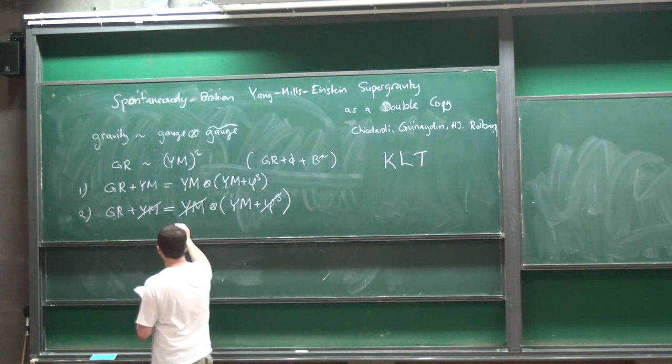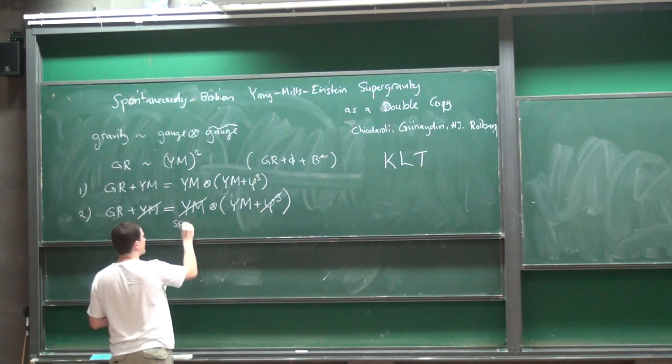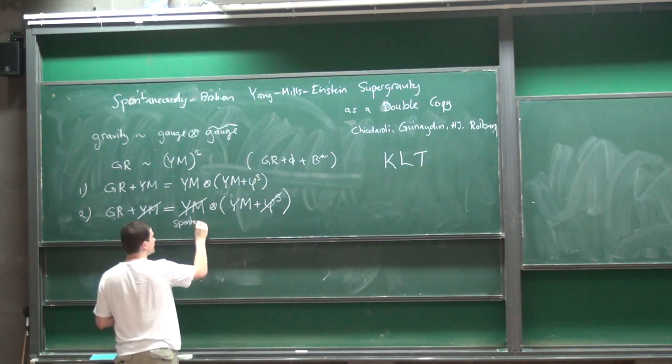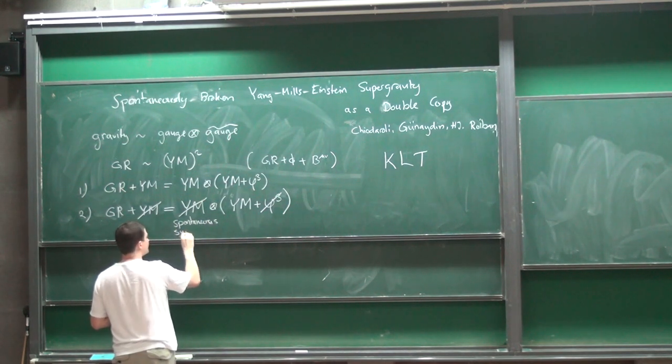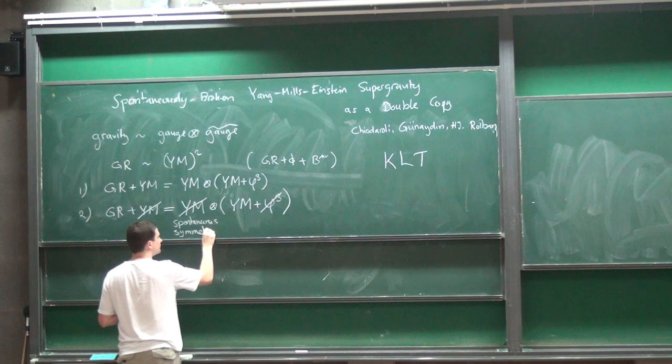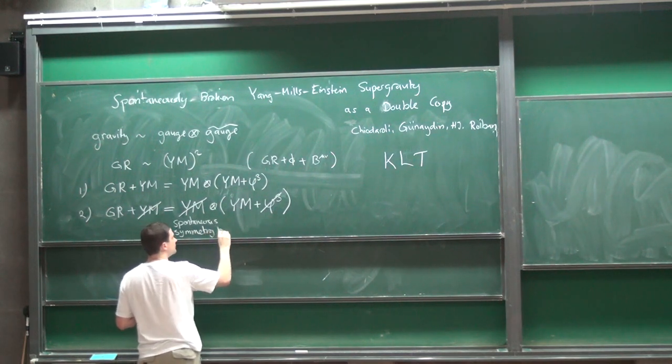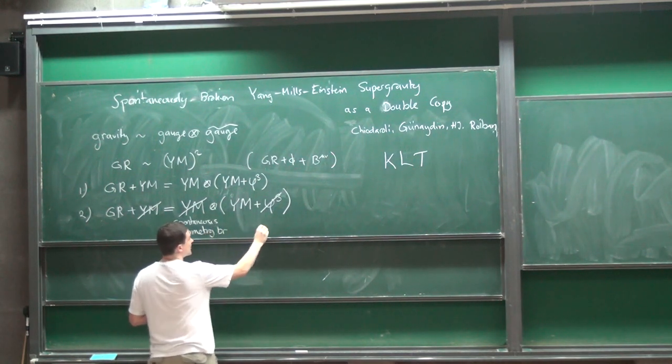So this is not the theory of massive gravitons. So this is basically going to be spontaneous symmetry breaking. And here it's going to be explicit.